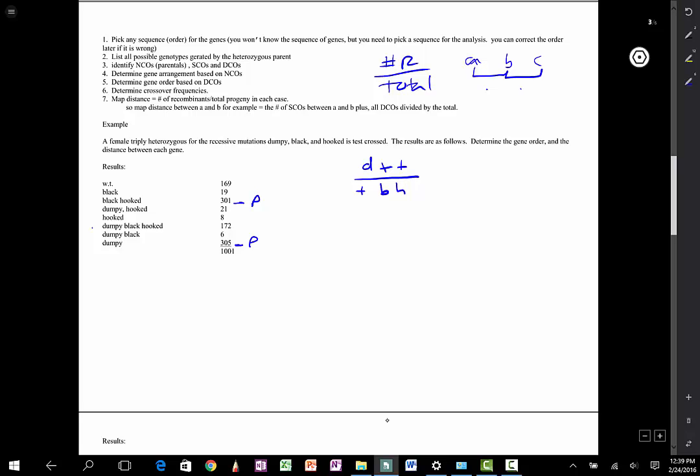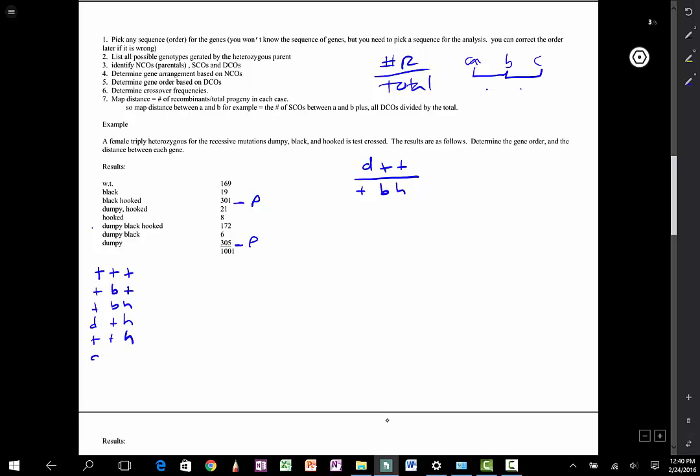So right now, that's our suggested order of genes. And then we can write out genotypes for all of these other phenotypes. So wild types can be plus for all genes. Black, we said black's in the middle, so black will get that, and the other two will be plus. Black and hooked, and a plus for dumpy. Dumpy and hooked, with a plus for black. Just hooked, plus for the other two.